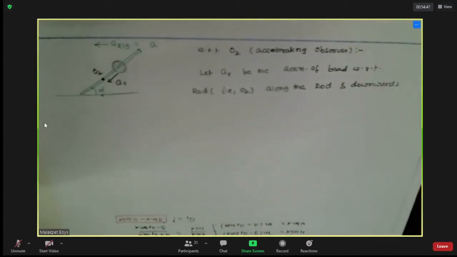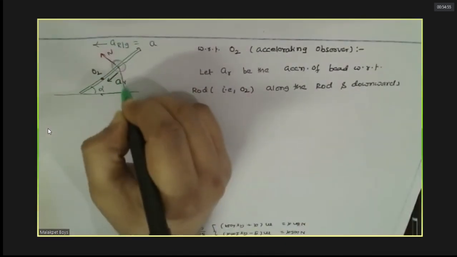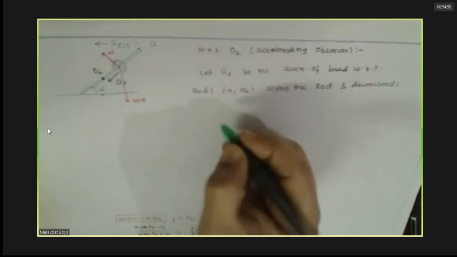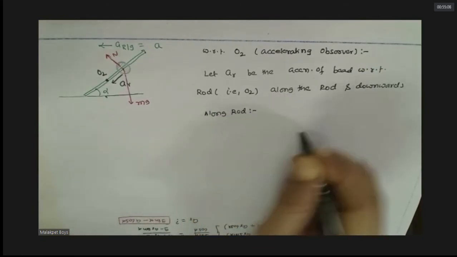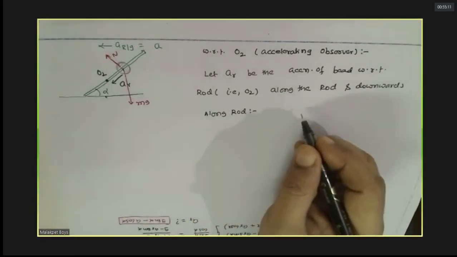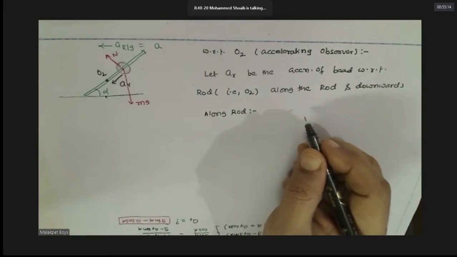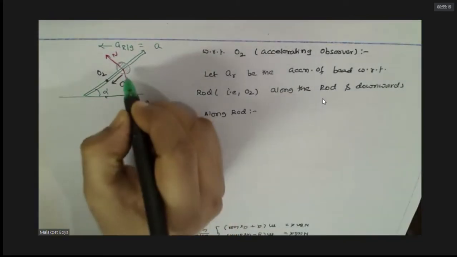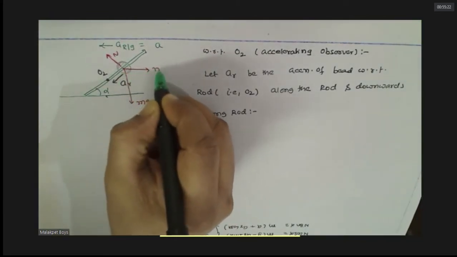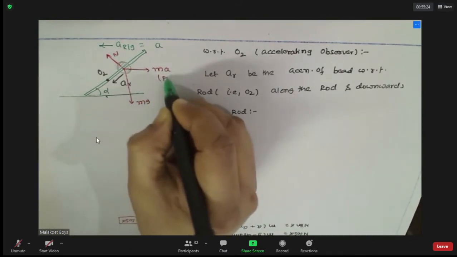What he says is, this is the normal reaction and this is mg. So he'll write the equations along the rod. Can you tell along the rod what you have? Net force. What is the only force you have along the rod? N and also mg sin alpha. Is there another force according to him? What is that force? Pseudo force. Pseudo force will be in this direction now.